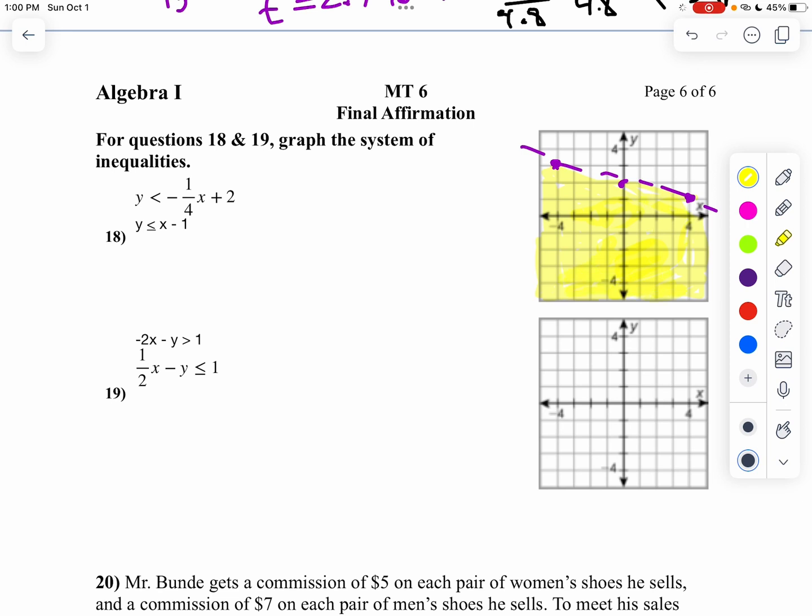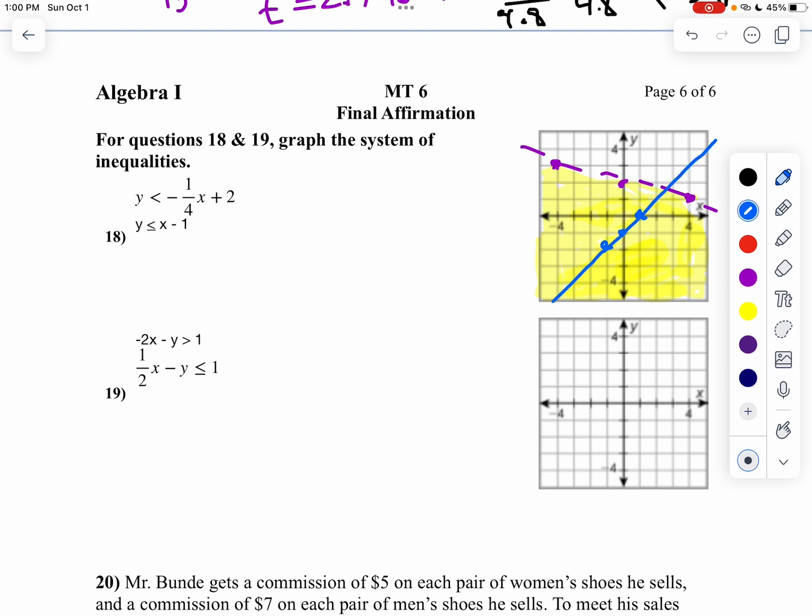Now my second line, I'm going to graph negative 1 as my y-intercept. So I'm going to go down here. And then my slope is 1, so I'm going to go up 1 over 1 and down 1 to the left 1. And then this one is going to be a solid line.